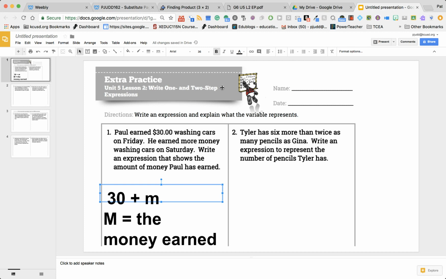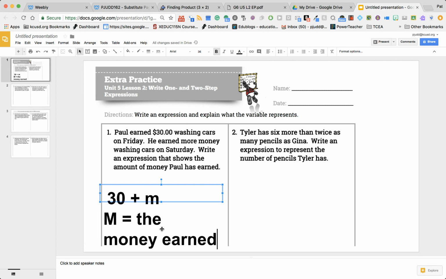Okay, so for the first one, you have written down earned $30. That's your important information. And then earned more money. More money is your variable. So you know he had 30, and then he earned more. So you have 30 plus M. And again, your explanation for M is the money earned.